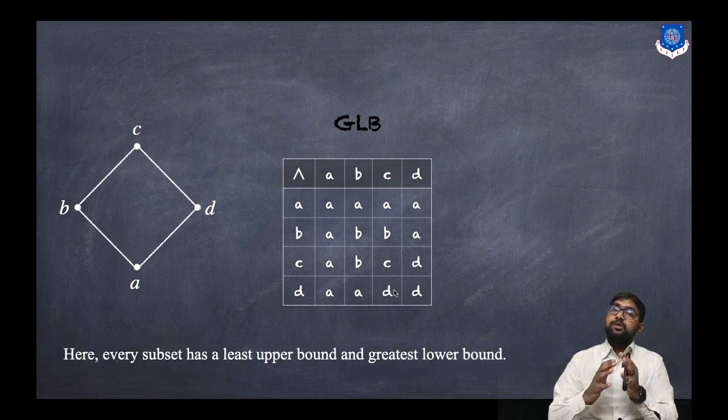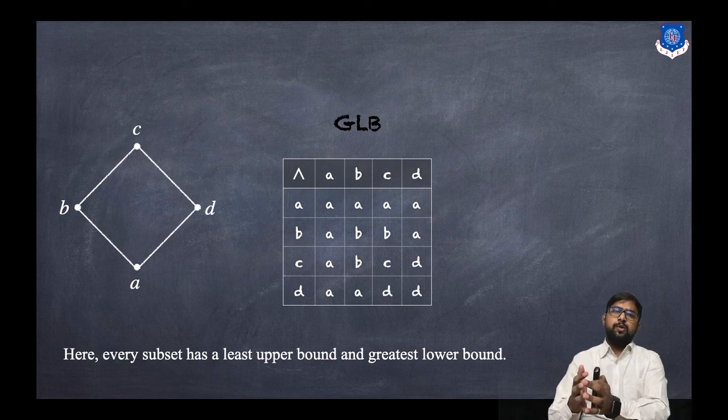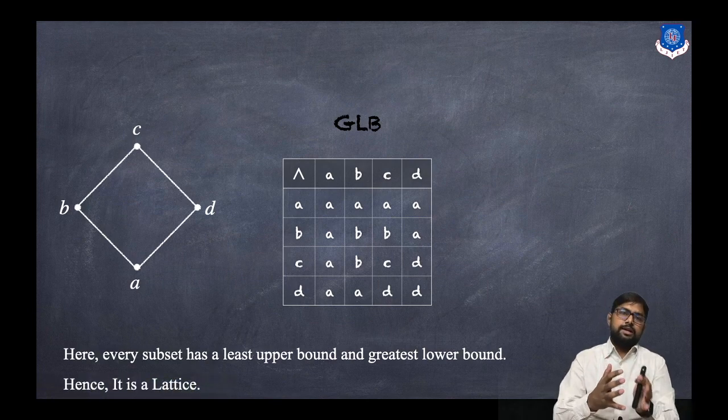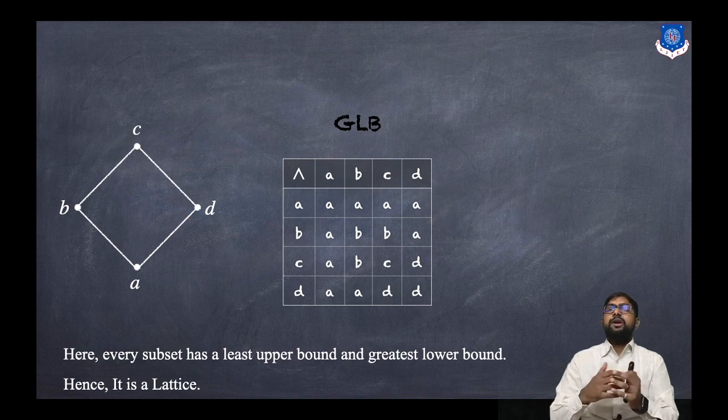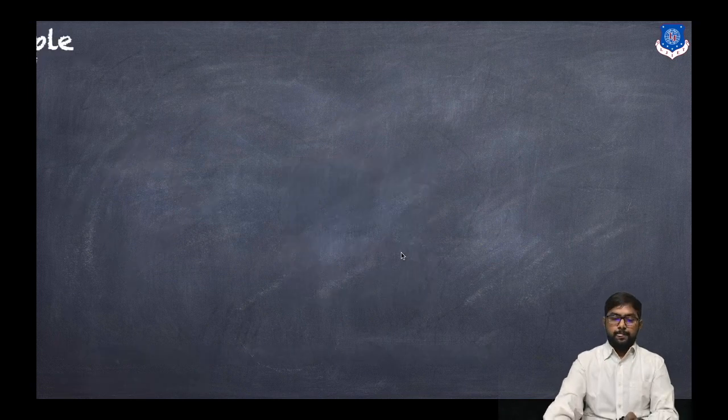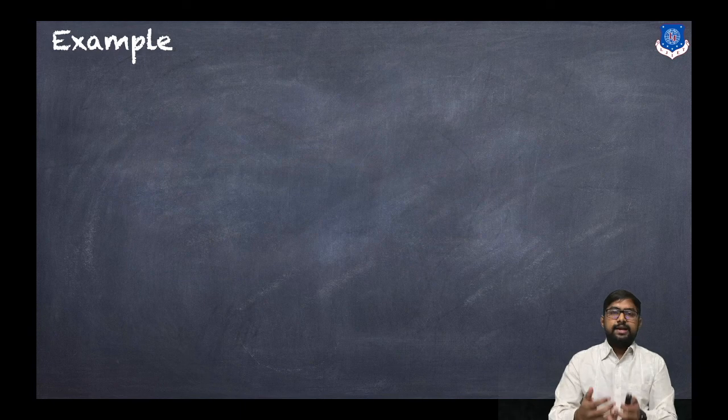So now you can see that every subset has a least upper bound as well as a greatest lower bound. So we can say that it is a lattice. Fine. So this is how you can conclude whether it is a lattice or not. Now let us discuss a second example.